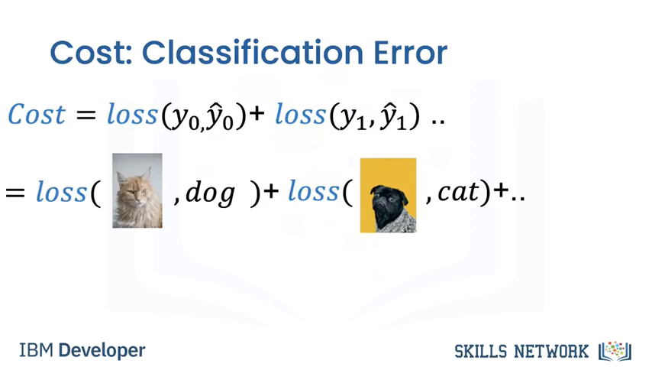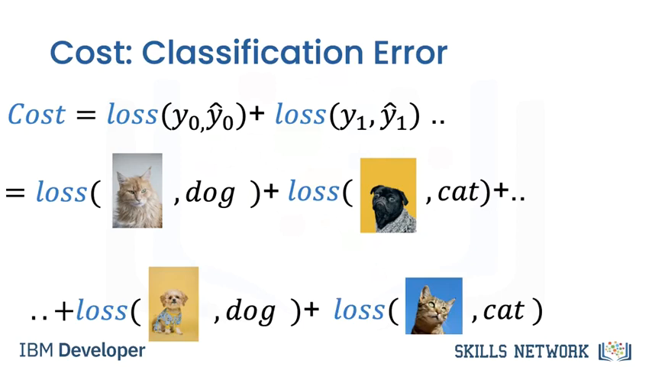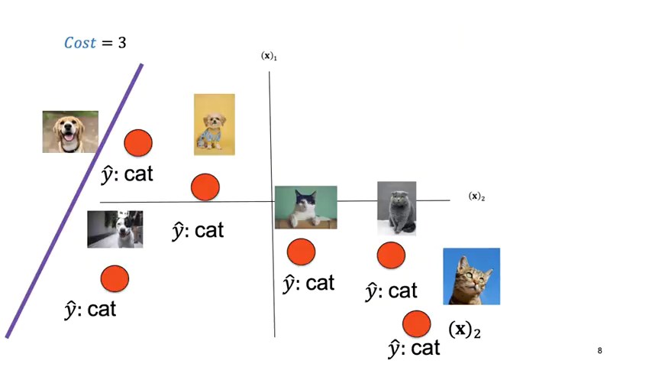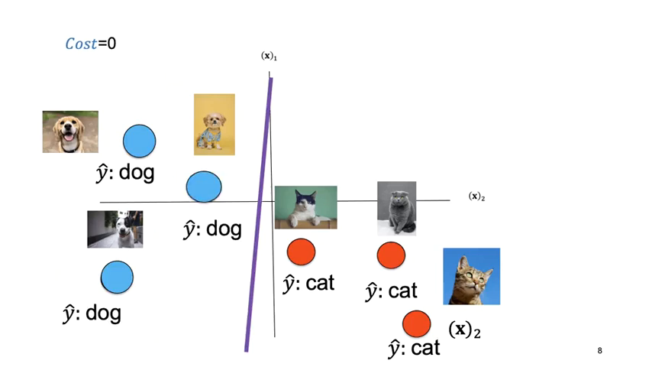In this case, our model output y-hat is incorrect, predicting a cat as a dog and a dog as a cat. In this case, our model output is correct, predicting a dog as a dog and a cat as a cat. For each incorrectly classified sample, the loss is 1, increasing the cost. Correctly classified samples do not change the cost. For this decision boundary, the cost is 3. For this decision boundary, the cost is 1. For this decision boundary, the cost is 0.